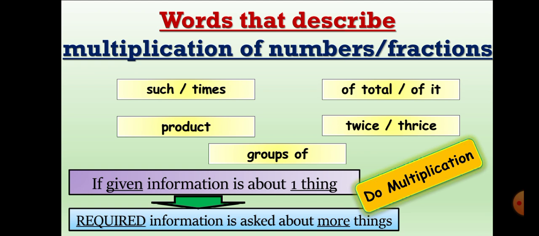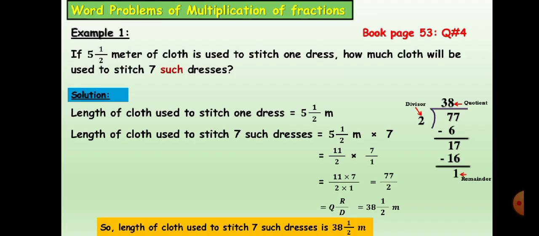So let's look at this one. If the given information is about one thing, and the required information is asked about more than one thing, a larger amount of things, that means we have to do multiplication. So such, times, of, total of it, product, twice, thrice, groups of: in all these cases we have to do multiplication.